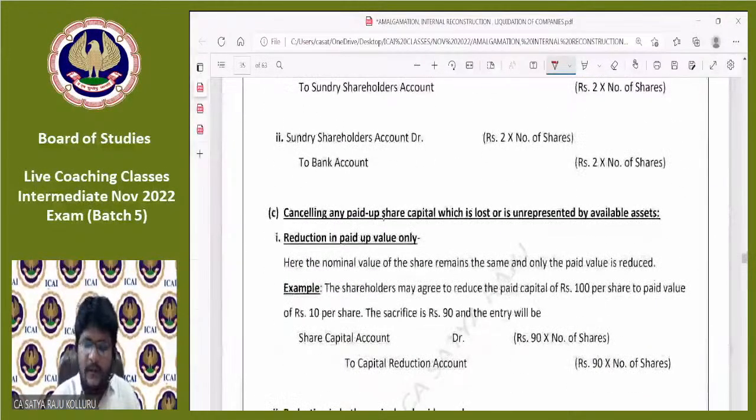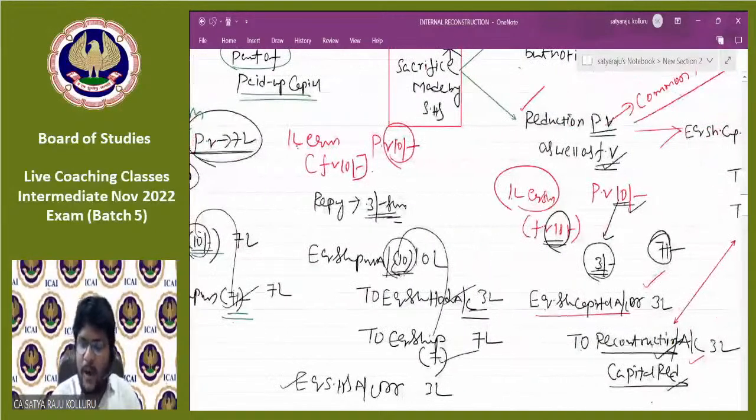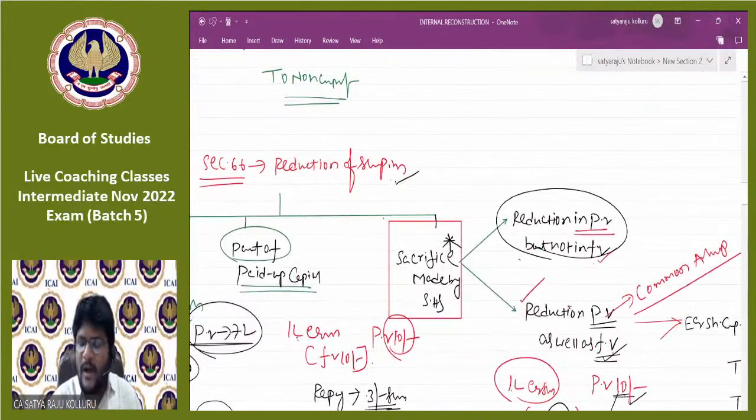And the next case is cancellation of paid up share capital which is lost or unrepresented by available assets, which is also known as sacrifice made by shareholders. Sir, how may the sacrifice happen? Reduction in paid up value but not the face value. Am I right? The face value is the same.